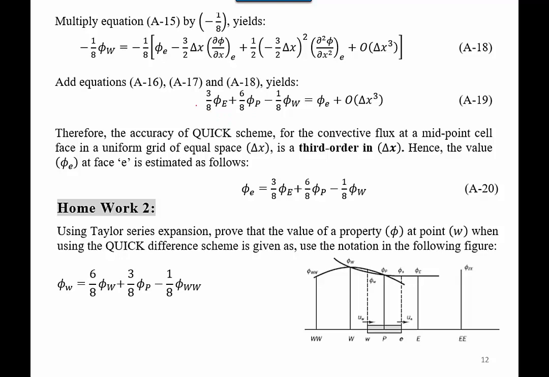Therefore, the accuracy of the QUICK scheme for the convective flux, because this scheme is always used for convective diffusion problems, we will not use it in this chapter. Anyhow, the accuracy of this scheme for the convective flux at the midpoint cell faces in a uniform grid of equal spacing delta x is third order in delta x. Hence, the value of phi east at the east face will be estimated as shown in figure A20.